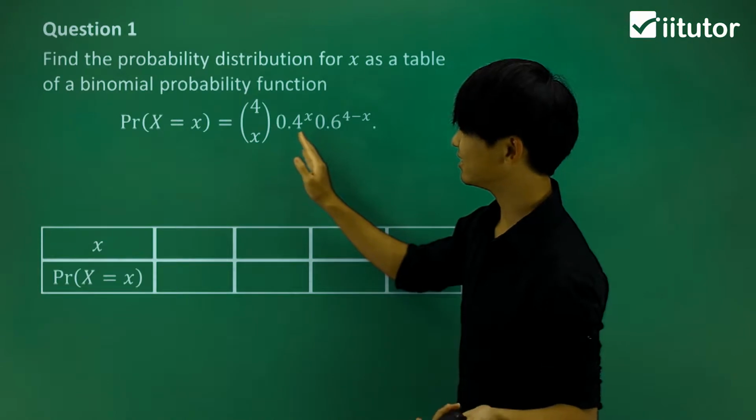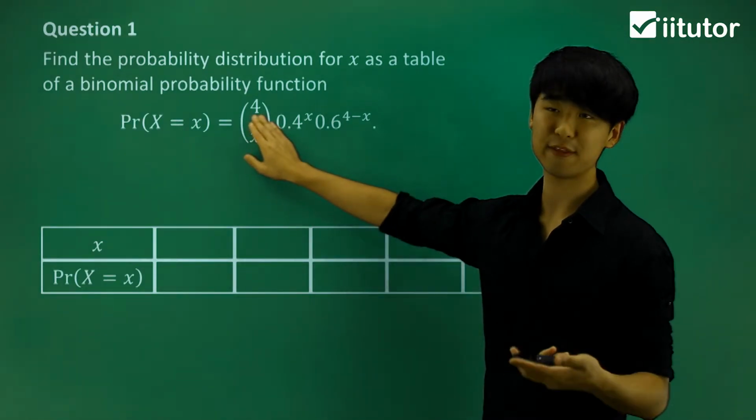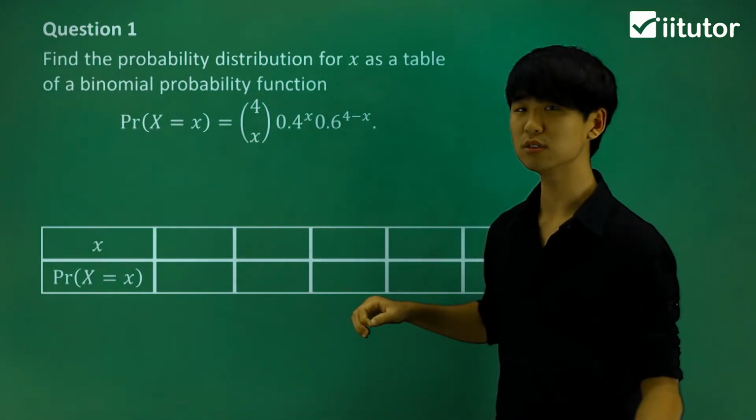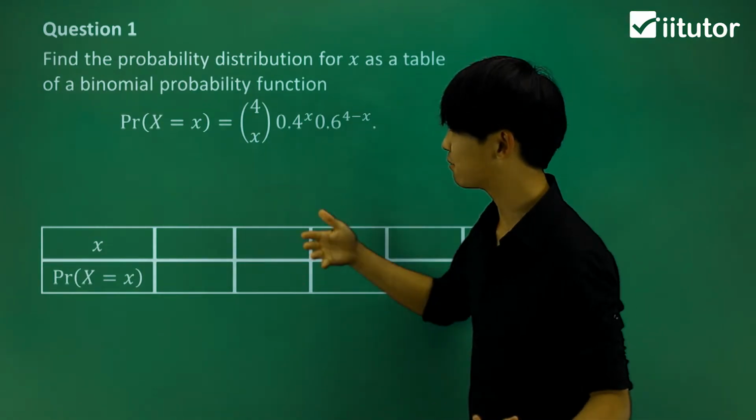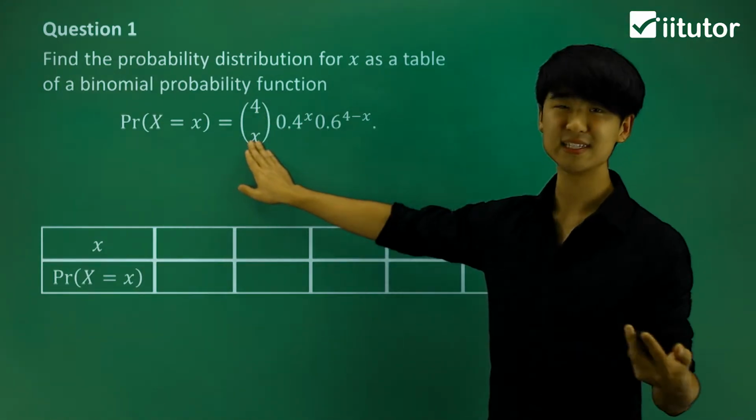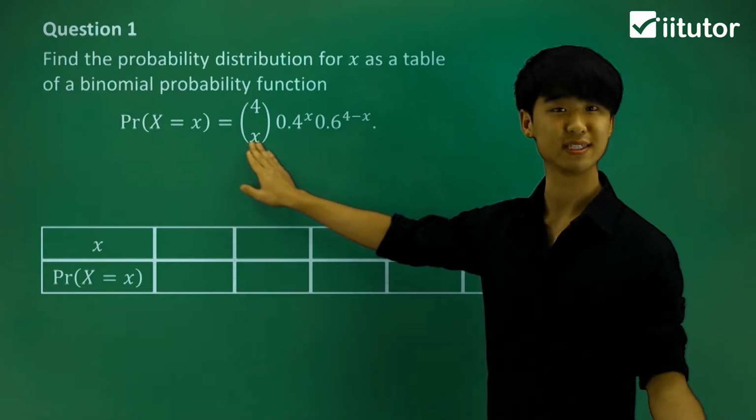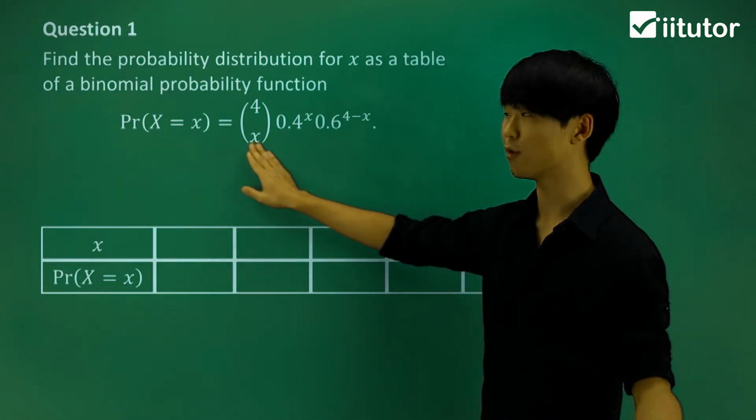The 4 combination x is represented by, I want you to think about the 4 as the number of trials, and x as the number of, say, successes, for example. So that's how we're going to think about it.